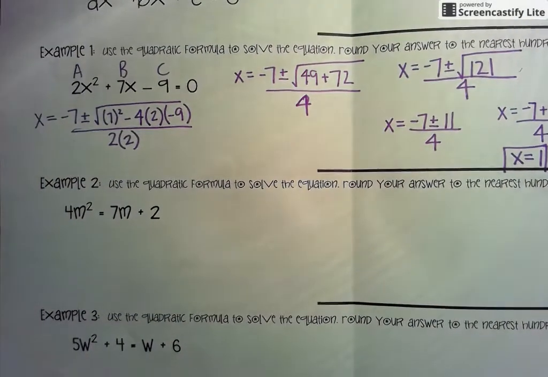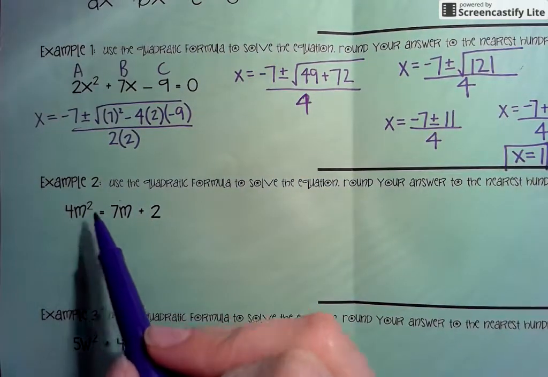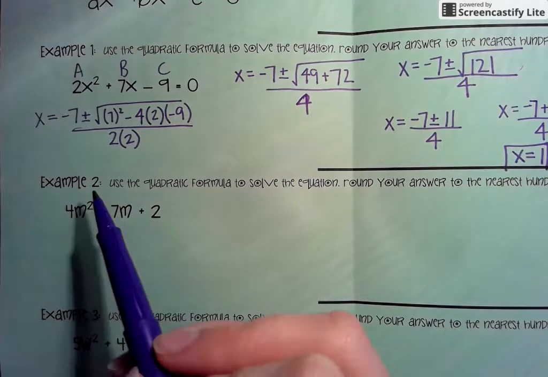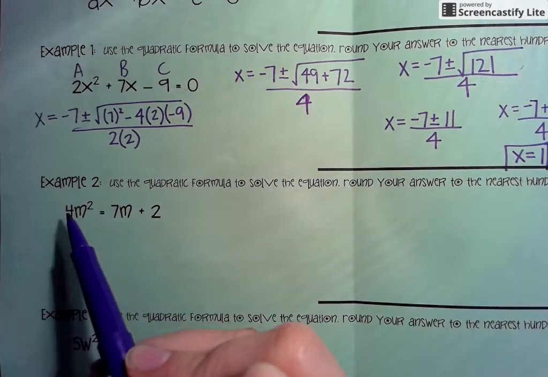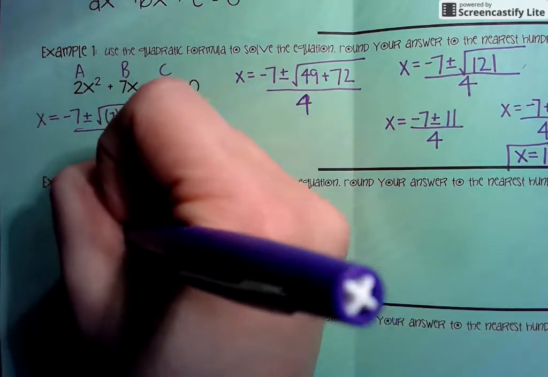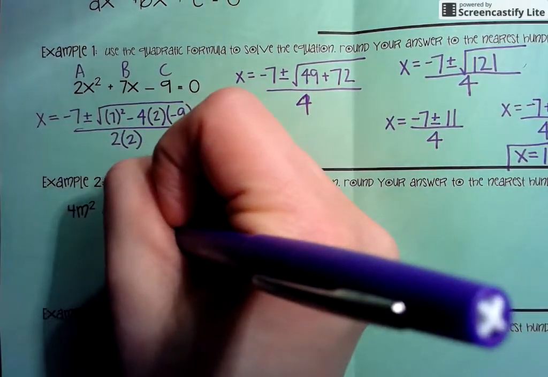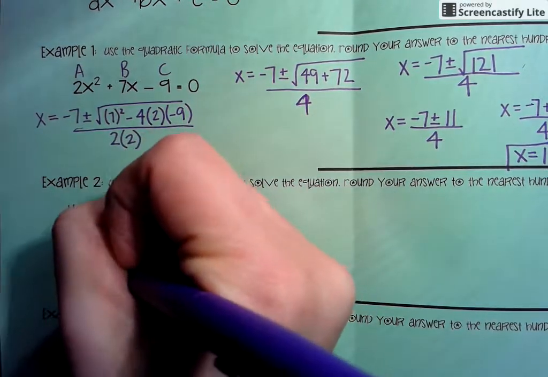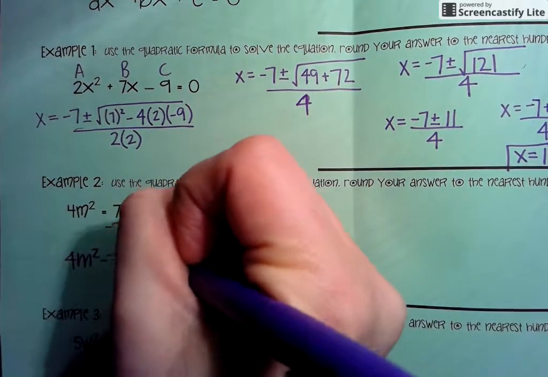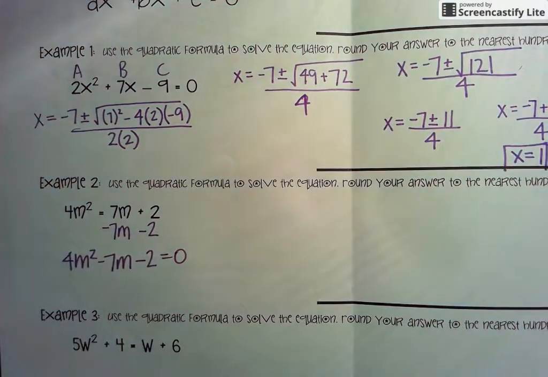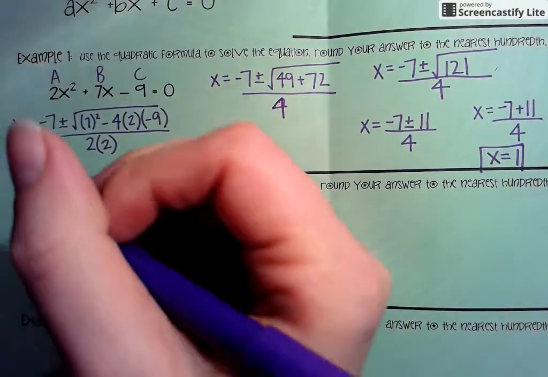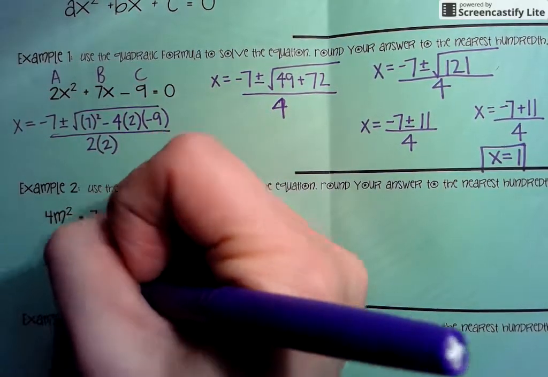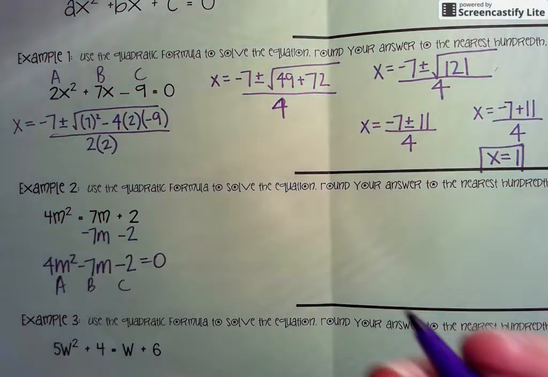My next one, I notice that it's not in standard form and I have to get everything equal to 0. But I don't want to move this because I want this to always stay positive. So what I'm going to do is subtract the 7m and subtract the 2. So I would get 4m squared minus 7m minus 2 equals 0. So now I'm going to use the formula again. I have my a, my b, and my c.